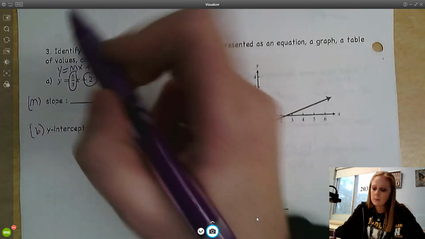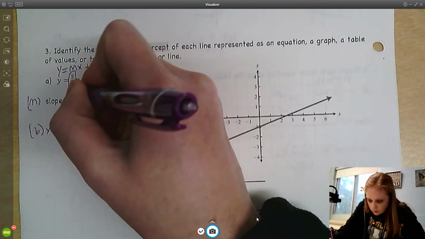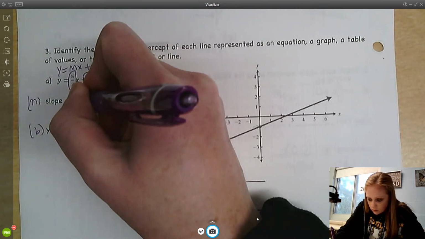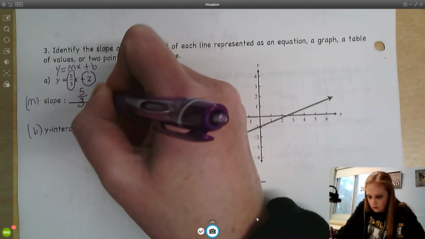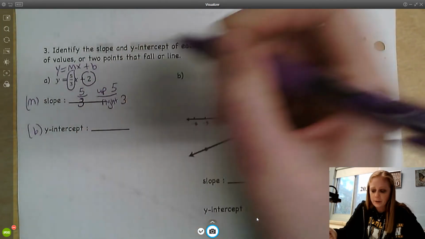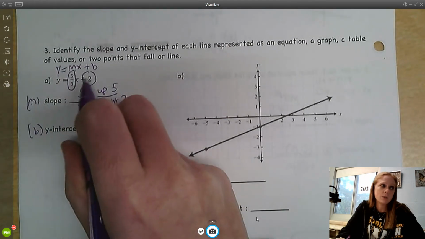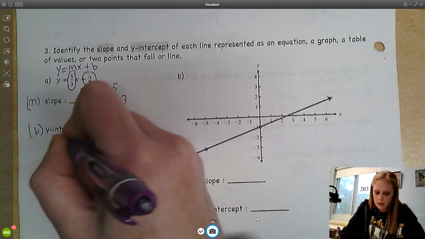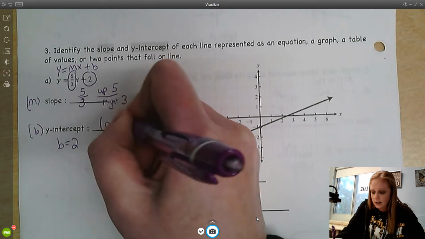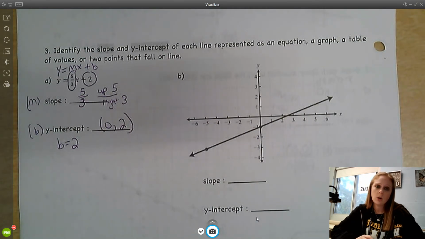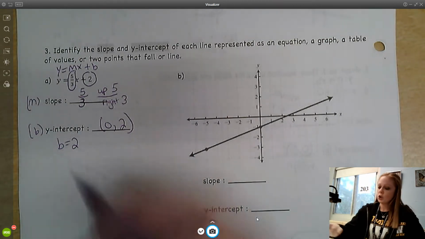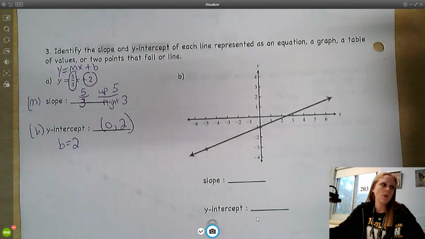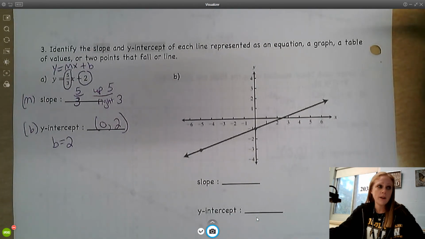So here, our m is 5/3, which tells us we're going to be going up 5, right 3. Our y-intercept is this positive 2, the b. To write it as a point, it's the point 0, 2. The x is always 0. It's on that y-axis, so the x-coordinate is always 0. Okay, and then we actually don't have to graph this one, so we just need to compare the slope and the y-intercept. All right, so we found them.